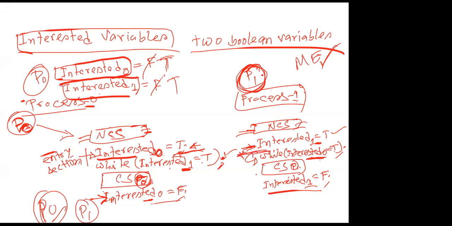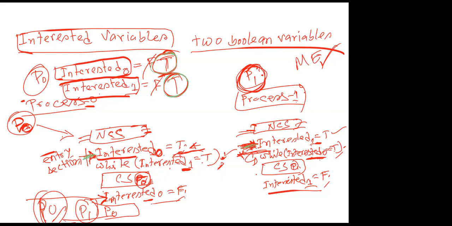Again P0 is scheduled by the CPU. Now both processes are interested in entering the critical section, because each is preempted after executing its interested line, the interested 0 line and the interested 1 line. So these two interested variables are both true. Now again P0 got the CPU.